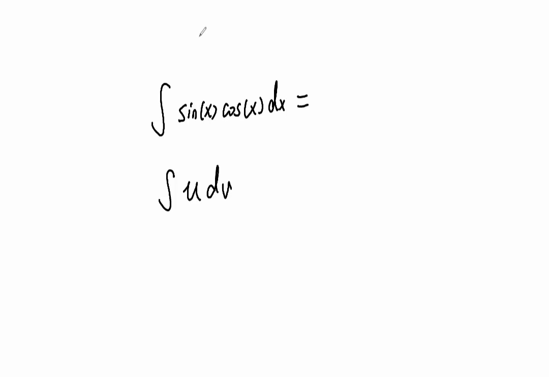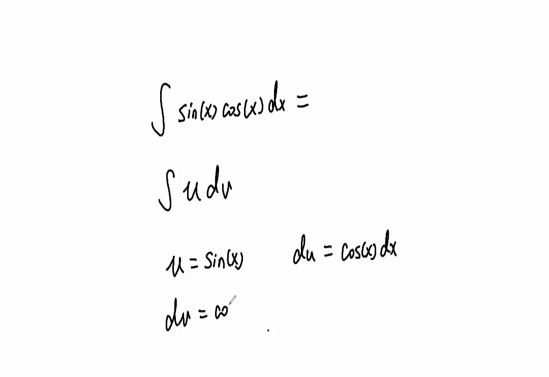It doesn't matter which one you assign for u. I'm just going to assign u to be my sine x. Now let's do our du. The derivative of sine is cosine, so du is cosine x dx. Now my dv will be everything I have left, that's going to be cosine x dx.